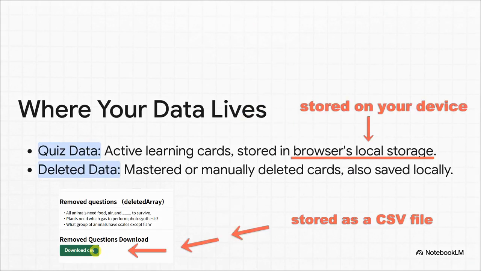The solution is actually pretty clever. First thing to know is that all your data lives right on your device, in what's called the browser's local storage. It's not on some company's server, which is great for privacy. The app keeps your data in 2 separate bins: quiz data, which is all the stuff you're actively learning, and deleted data, which is everything you've either mastered or manually removed.